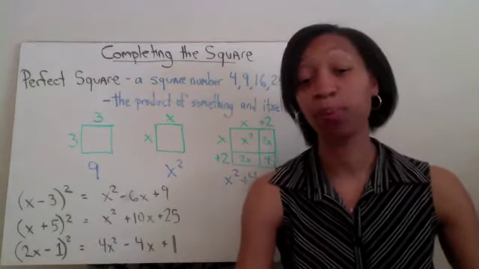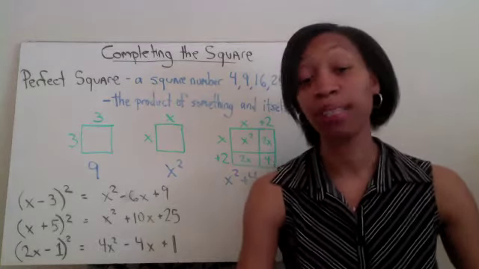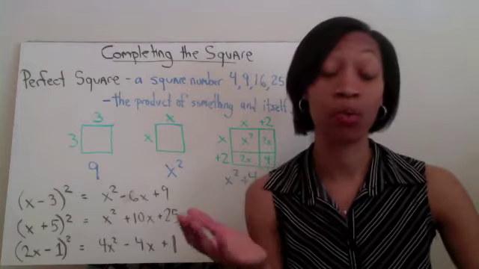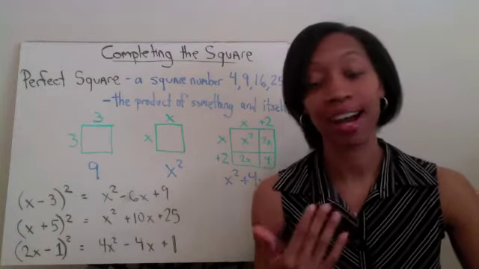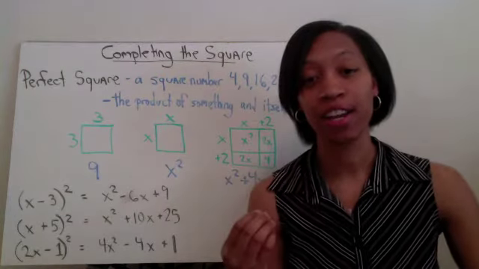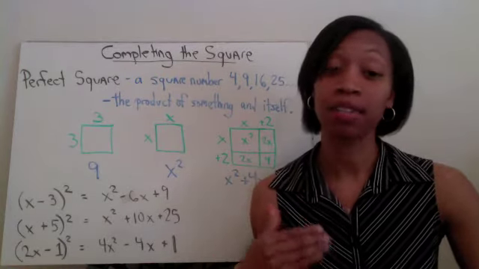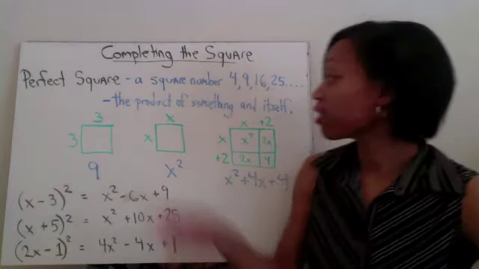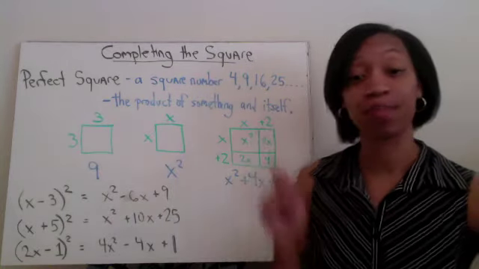So when we talk about completing the square, the first thing we need to know is what a perfect square is. Well, a perfect square is like a square number, like 4, 9, 16, 25. To get a perfect square, you multiply something by itself. It's the product of something and itself.